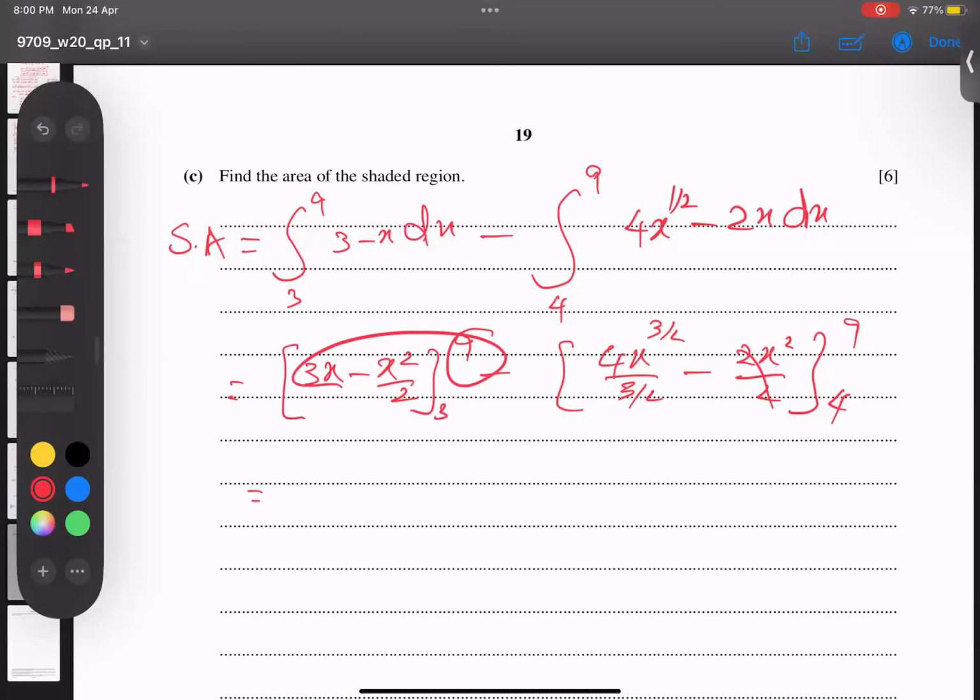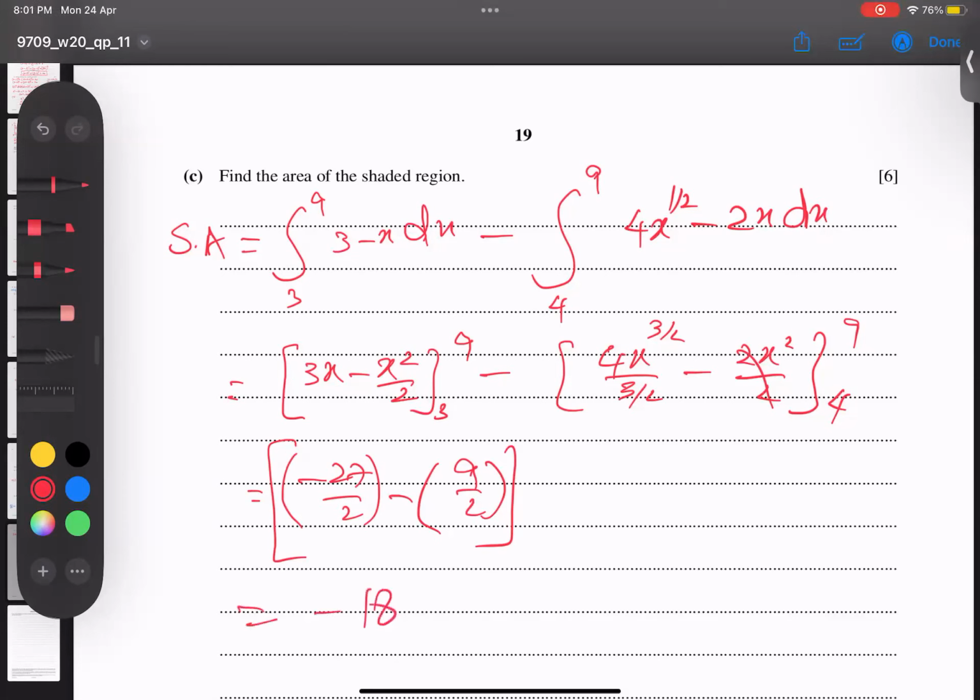When I plug in 9 here, I get 27 minus 81 divided by 2. I get negative 27 over 2 as the first value. Minus, when I plug in 3, 9 minus 9 divided by 2, I get minus 9 over 2. So minus 27 over 2 and minus 9 over 2. I'm getting negative 18. So there's the first one.